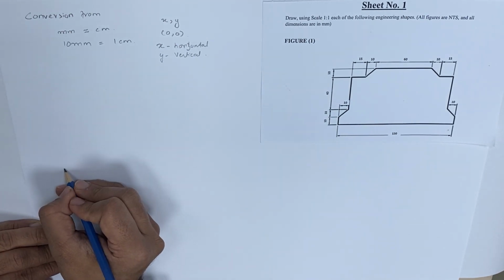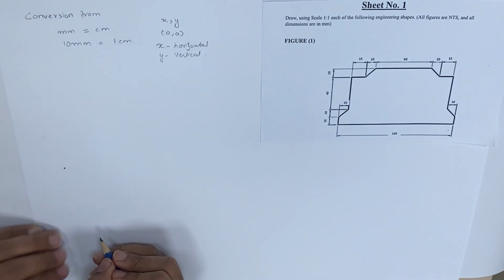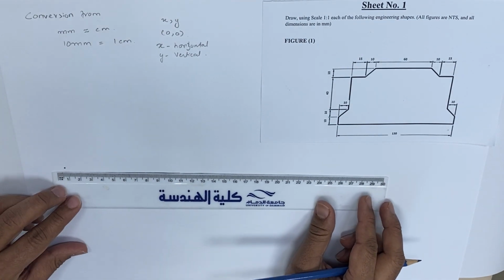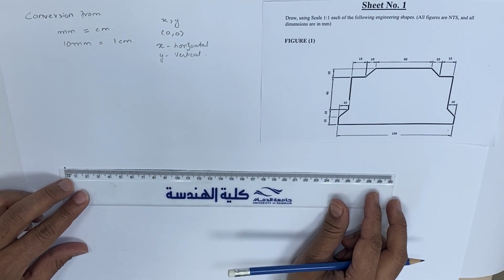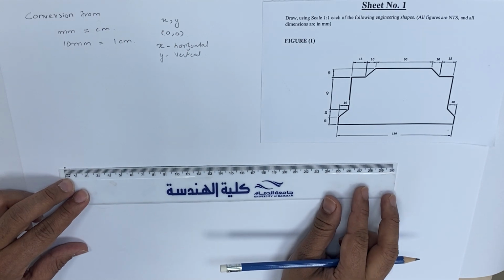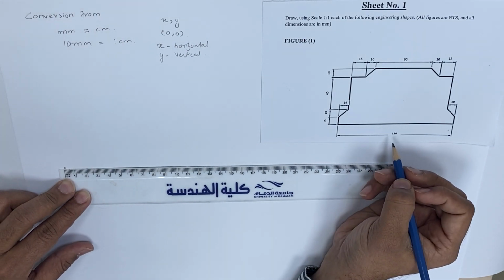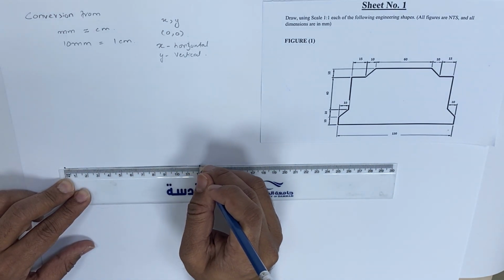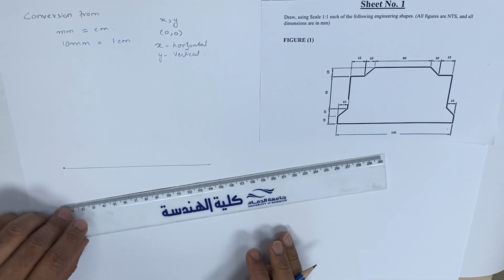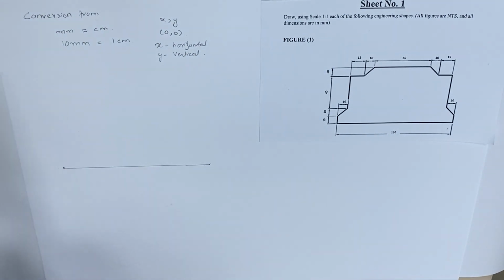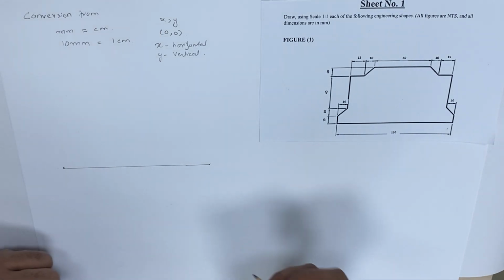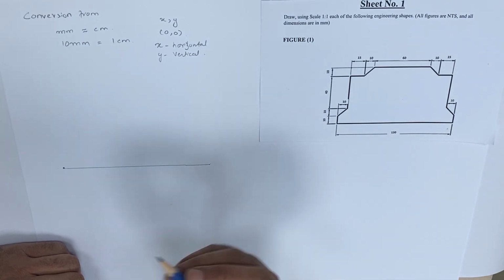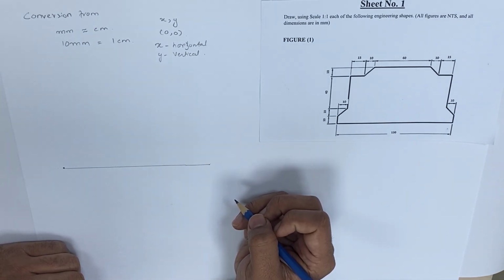Suppose this is our first point, from where we are going to start the drawing. First of all, you have to take the scale, put it on the first point and draw a straight line of 13 centimeter, which is equivalent to 130 mm. For my convenience I will start making the drawing freehand, but you are definitely going to use your scale, ruler and set square to make the drawing.